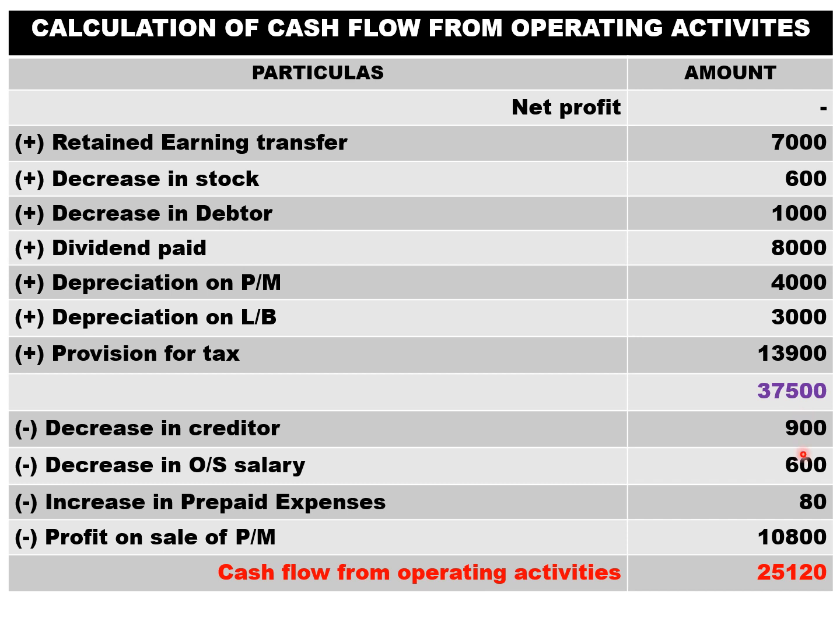Less decrease in creditor 900, less decrease in outstanding expenses 600, less increase in prepaid expense 80, less profit on sale of plant and machinery 10,800. So you get plus 25,120, which indicates there is a cash inflow from operating activity.